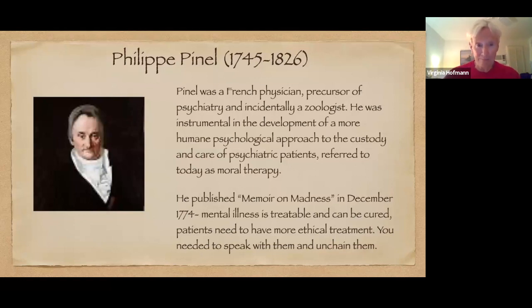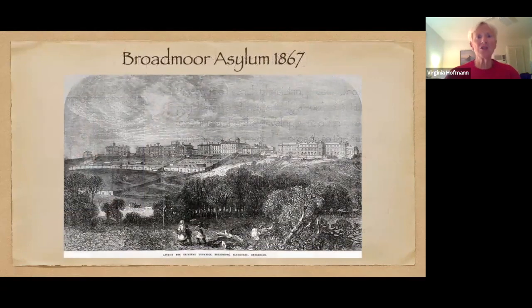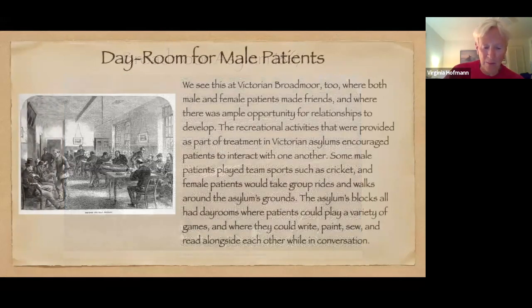Next slide. In England, this is Broadmoor Asylum in 1867, which, as you can see, is a huge asylum in England, and both male and female patients were treated there. On the next slide, there was ample opportunity for them to make friends and have relationships. You can see this is the men's day room. Recreational activities were provided as part of the treatment in Victorian asylums. They encouraged patients to interact with one another.